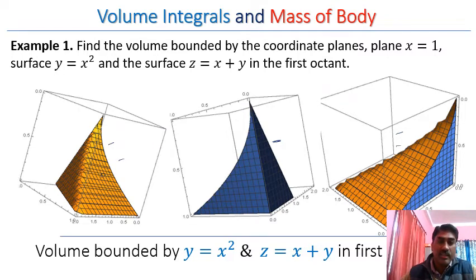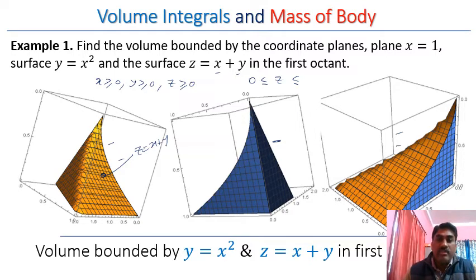So at any point z is equal to x plus y. When x is equal to 0 and y is equal to 0, then z will be 0, and x and y do not assume negative values. We have already discussed that x is greater than or equal to 0, y is greater than or equal to 0, and z is also greater than or equal to 0. So the initial value of z will start from 0.